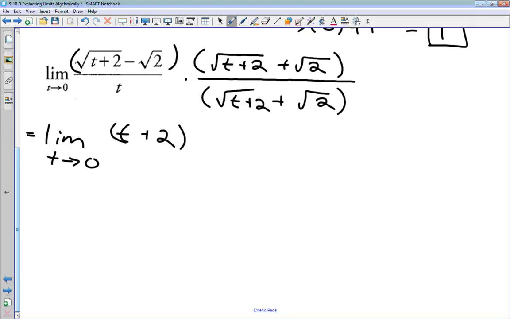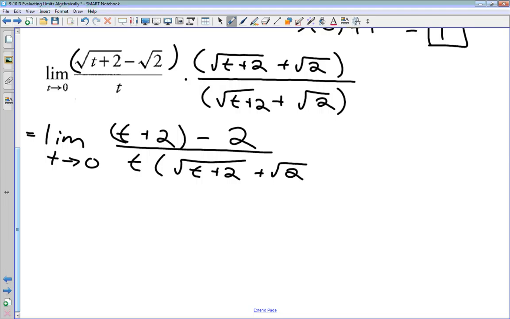If I do the two outside ones, I get plus root 2 times root t plus 2. And if I do the inside ones, I get negative root 2 times root t plus 2. So those two inner terms are going to cancel each other out. And I'm just going to be left with my last two terms, negative root 2 times root 2, which is negative 2. So when you multiply by the conjugate, you always know that those two terms are going to cancel each other out, and you're going to be left with the first term squared minus the second term squared. On the bottom, though, we're going to have t times root t plus 2 plus root 2. Okay?